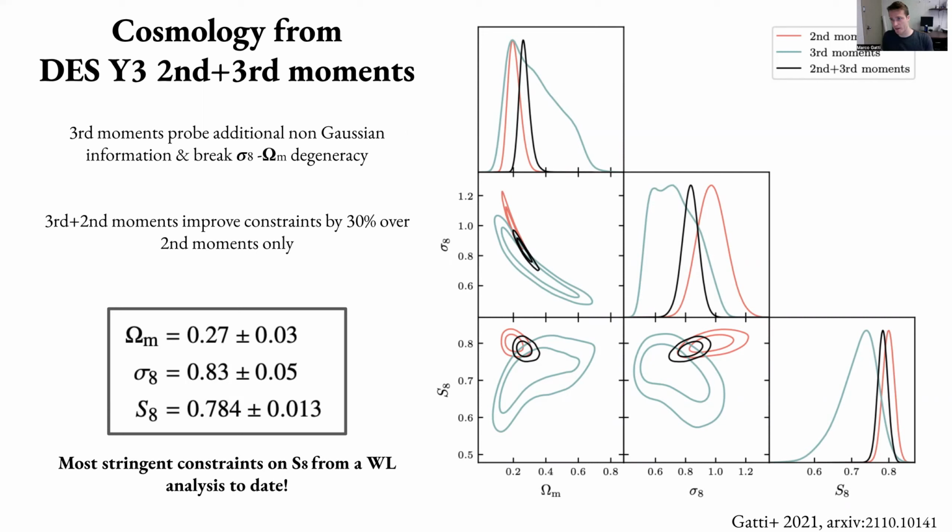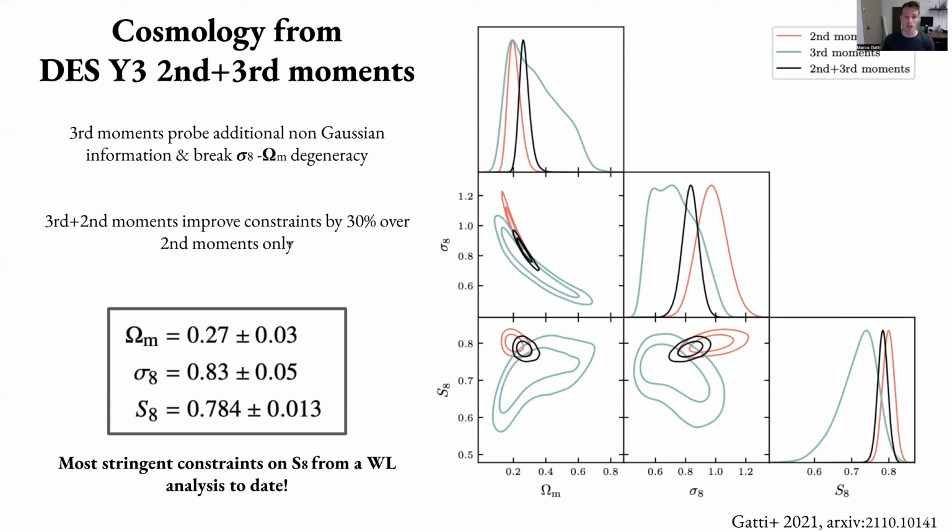You can see third moments are less constraining because it's a noisier statistic, but they probe a slightly different region of the parameter space. We checked that red and blue are statistically compatible with each other, even though they look a little bit separated. That's a statistical fluke. It's completely okay. And this is great because they're so different, they're probing different information, so the fact they are consistent with each other makes us more confident about the robustness of this analysis. When you combine those, you get the black contours, which are 30% tighter than second moments.